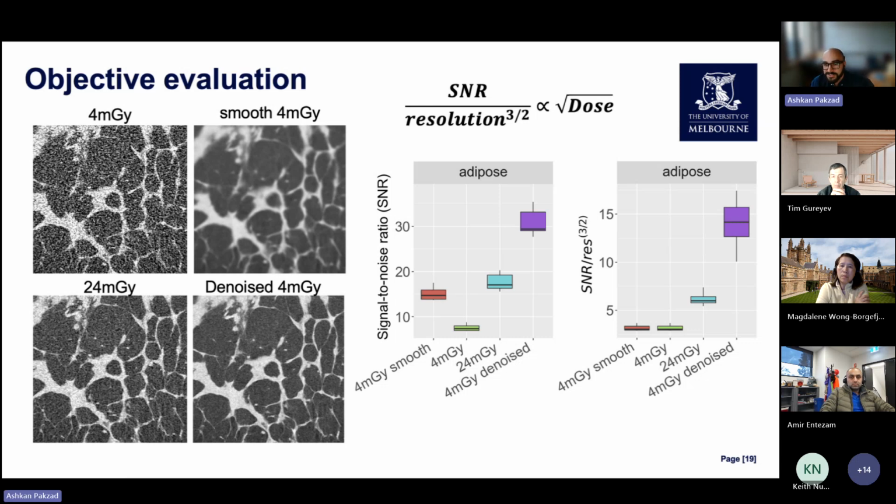But to the square, so it's an improvement of the square root of 6, which is what we'd expect between the 4 and the 24 milligray. However, when we look at our denoised images, it's equivalent to a 6 times increase, which corresponds to a 16 times dose reduction. And this is the real result that sticks out from this denoising project.